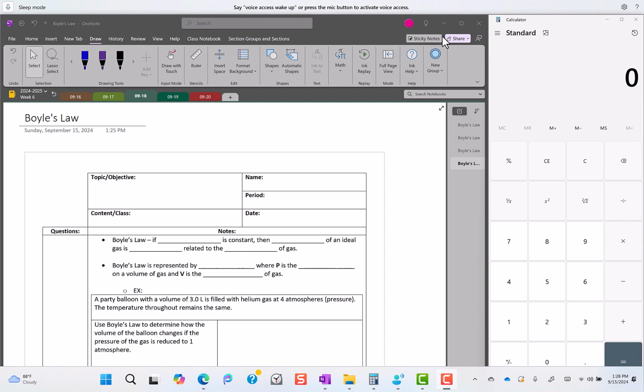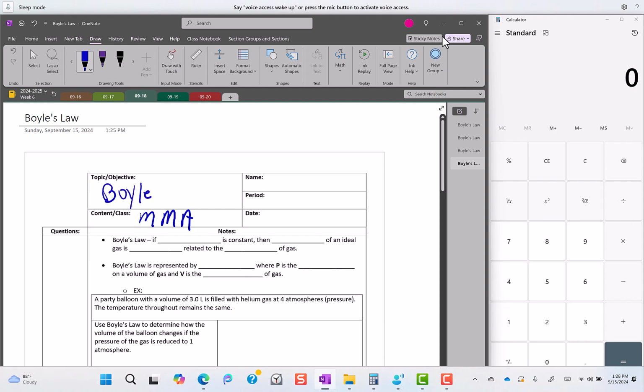This week we learned about three direct variations: Hooke's law, Ohm's law, and Newton's law. Today we're going to learn about the one and only inverse variation, which is Boyle's law. Again, our content is math models with applications, MMA, and our topic is going to be Boyle's law, B-O-Y-L-E-S.